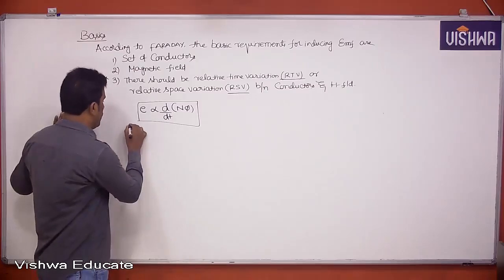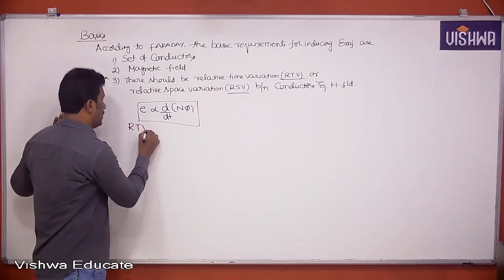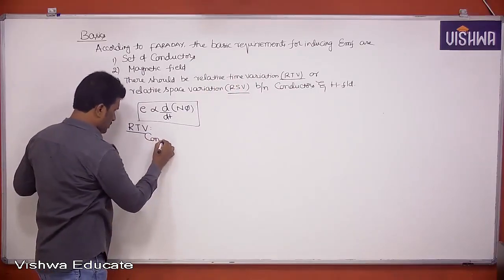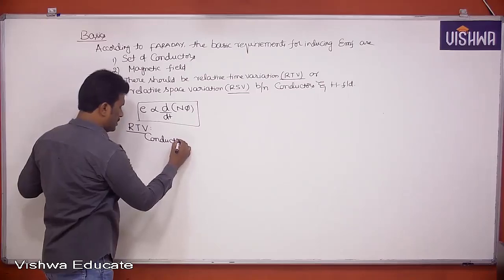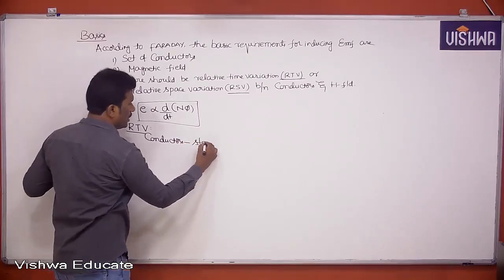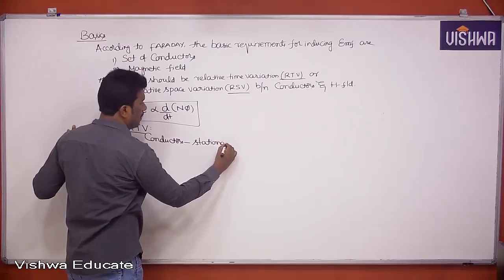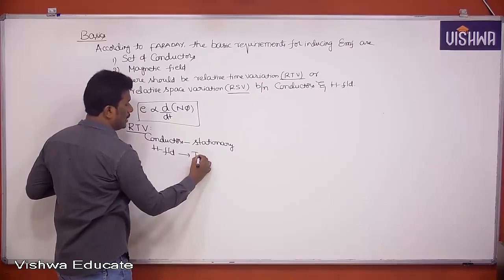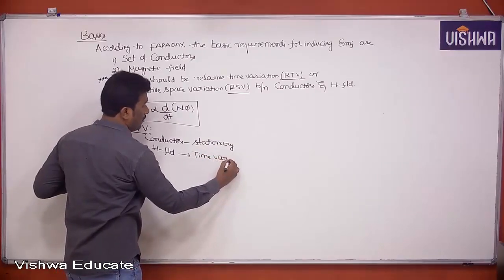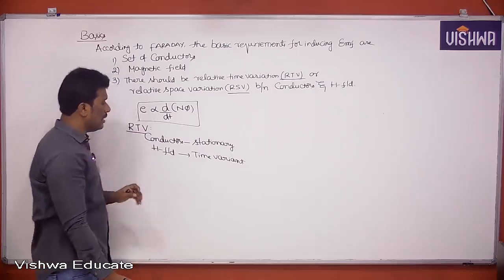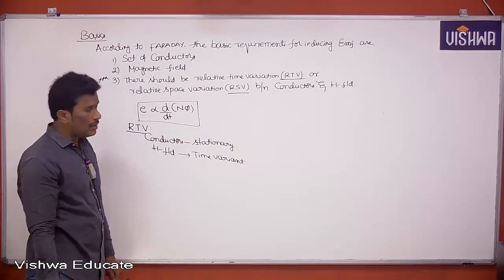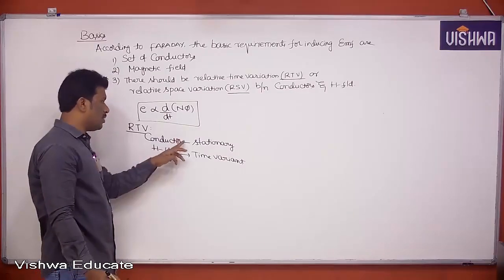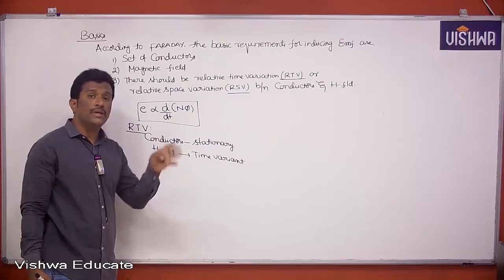Let us see an example of relative time variation, nothing but RTV. Here conductors are stationary, whereas the magnetic field is time variant. So conductors are stationary, magnetic field is time variant. So here rate of change of flux linkage will be there. How? I'll tell you. Before that, because of the rate of change of flux linkage, EMF will be induced here.